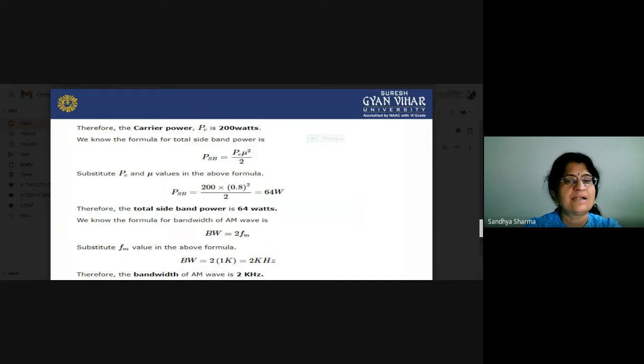And what about the bandwidth? Bandwidth is equal to the upper sideband minus the lower sideband. The formula is (fc plus fm) minus (fc minus fm). So the bandwidth of our amplitude modulated signal will be equal to 2 fm. fm is the modulating signal frequency, which is 1 kilohertz. Then we can calculate the bandwidth.